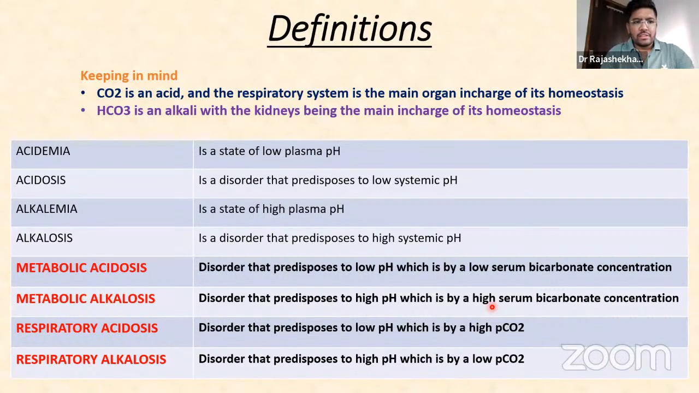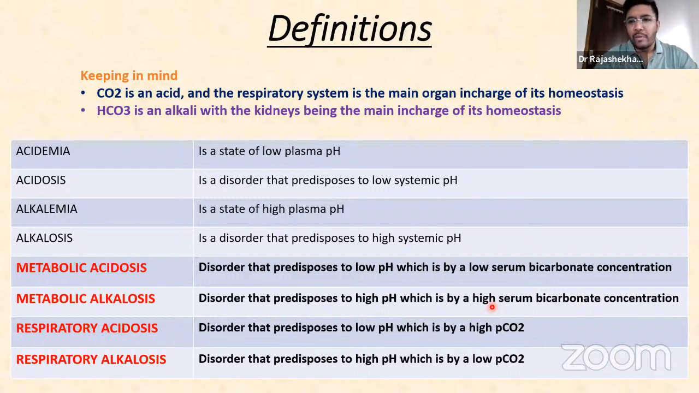Many consultants want to know the difference between acidemia and acidosis. What is the difference? Acidemia is a state of low plasma pH, whereas acidosis is a disorder which predisposes to low systemic pH. To explain the actual difference: whenever the pH is low, all the diseases that can be labeled as acidosis can also be labeled as acidemia. But if the pH has been corrected by compensation, the low pH state has gone but the disorder is there, then it is called acidosis.